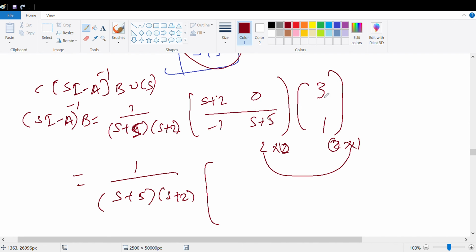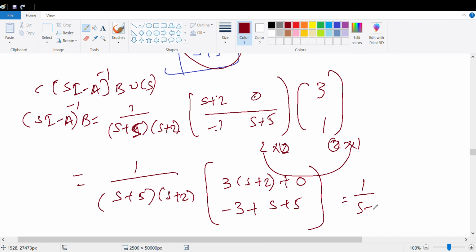So therefore 1 by s plus 5 into s plus 2. So s plus 2 times 3, so 3 into s plus 2. 0 times 0, 0 plus 0. Minus 1 times 3, minus 3, plus 1 times s plus 5, s plus 5. So it will become 1 by s plus 5 into s plus 2, and 3 times s plus 2 and s plus 2 again here.